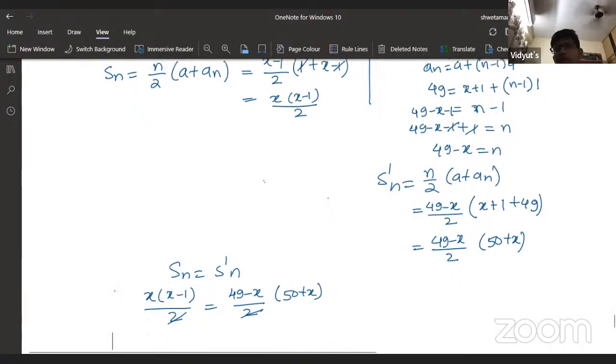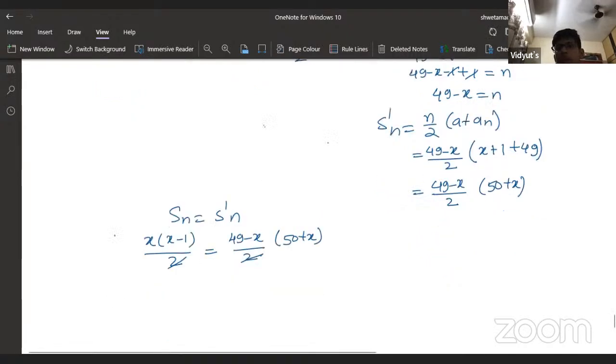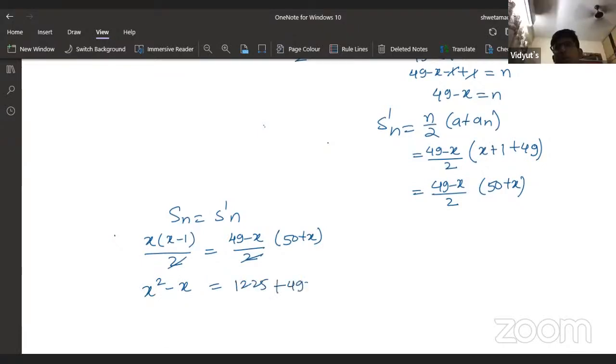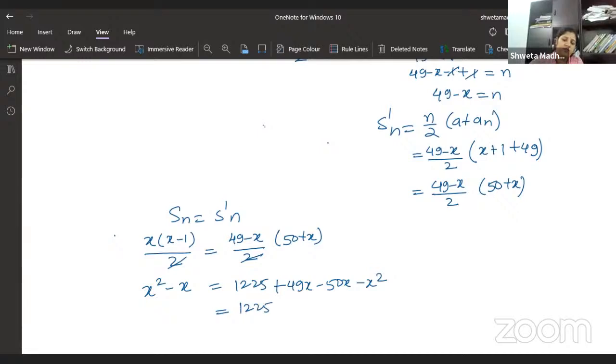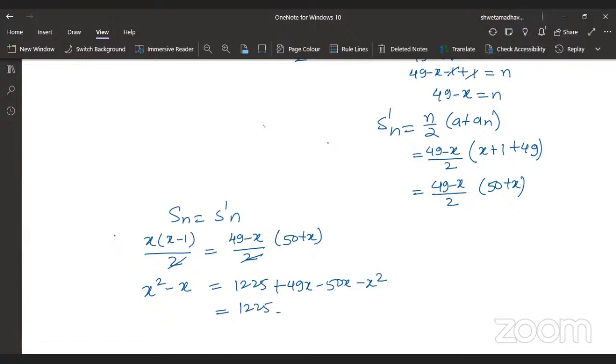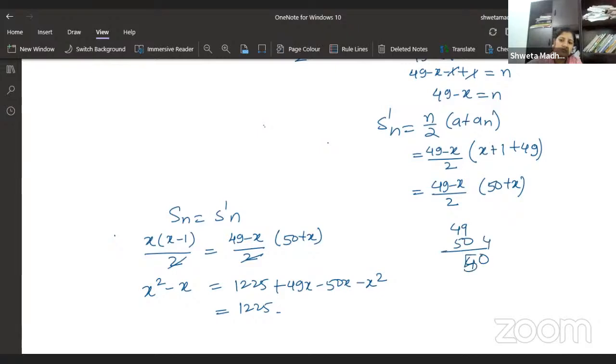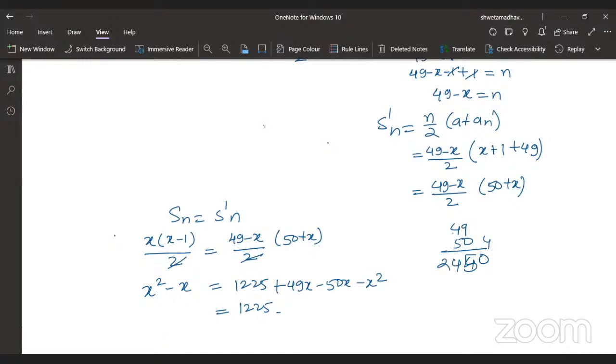x square minus x is equal to 49 into 50 plus 49x minus 50x minus x square. 49 into 50 is 1225? Ma'am, it's 12250, I guess. Yeah, 1225. No, 2225. 2450. Yes, ma'am.